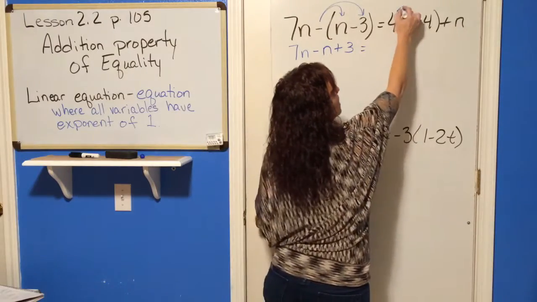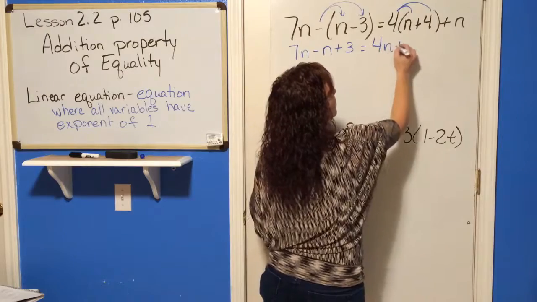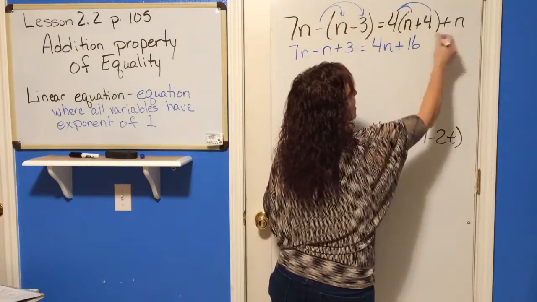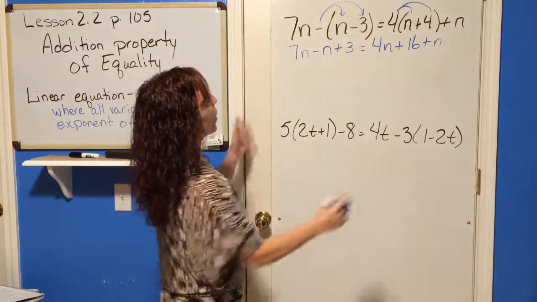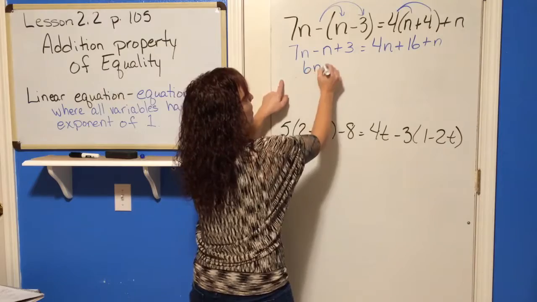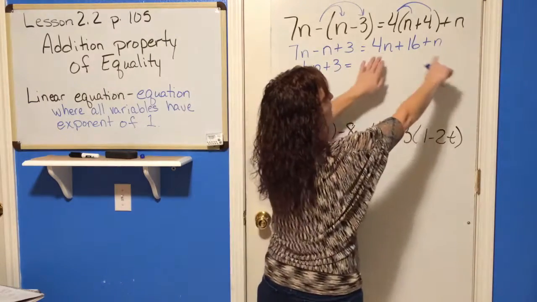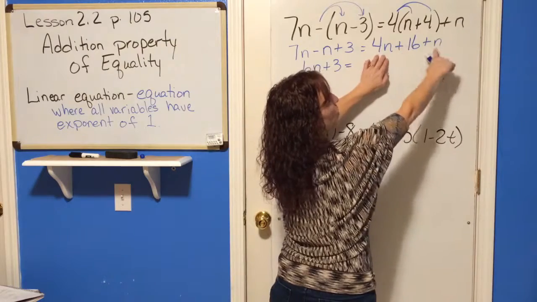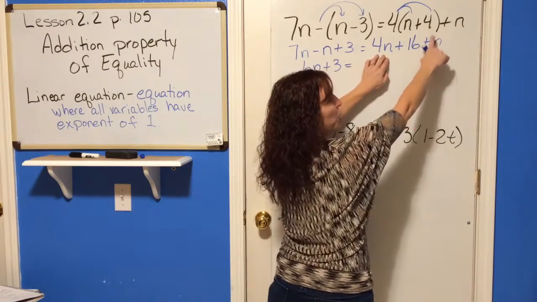Now this 4 has to be multiplied by everything in these parentheses, so 4n plus 16, and this n doesn't have to be multiplied because it's not in the parentheses. All right, combine what you've got. 7n minus n is 6n plus 3 on this side equals 4n. Let's add these two together. 4n and 1 more is 5n. Remember, if you don't see anything in front of that variable, it's a 1.